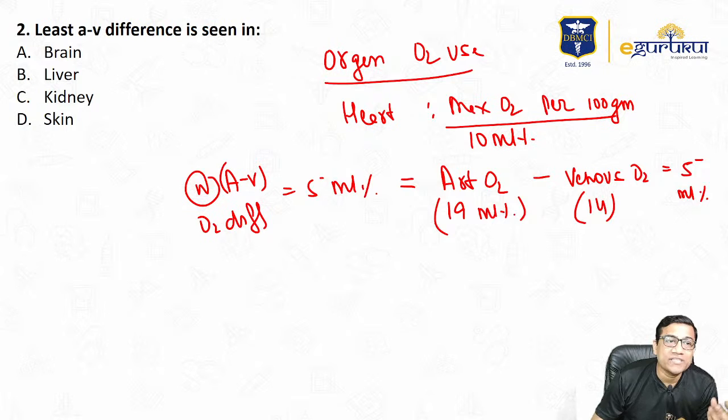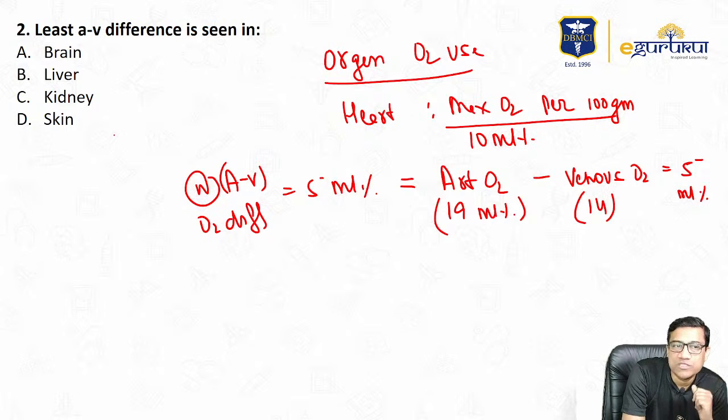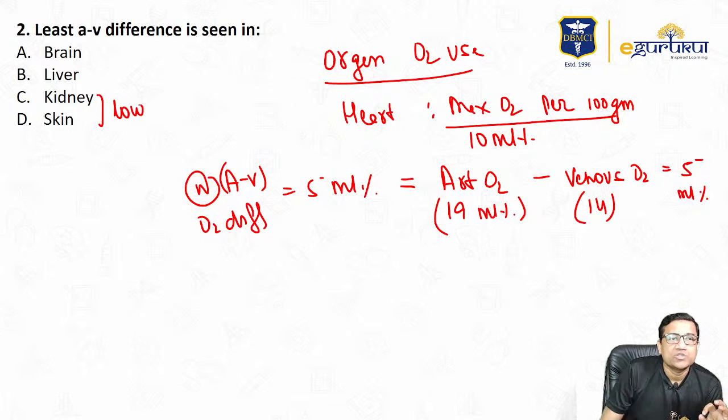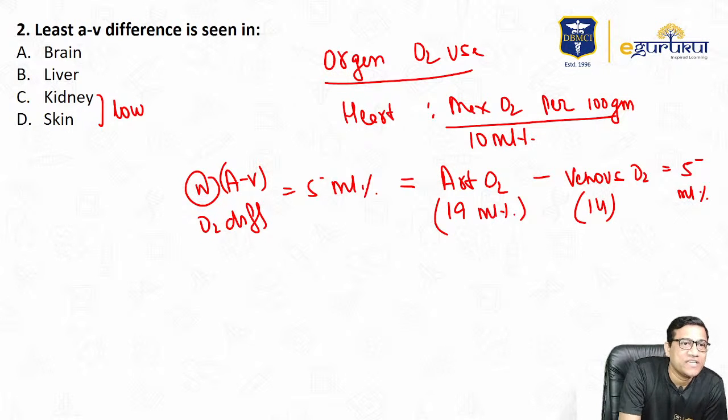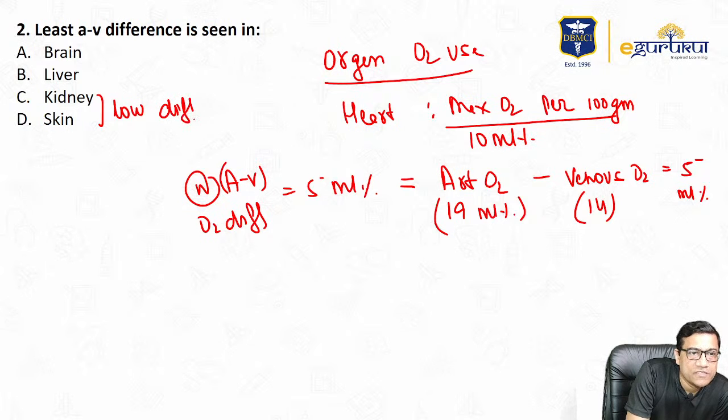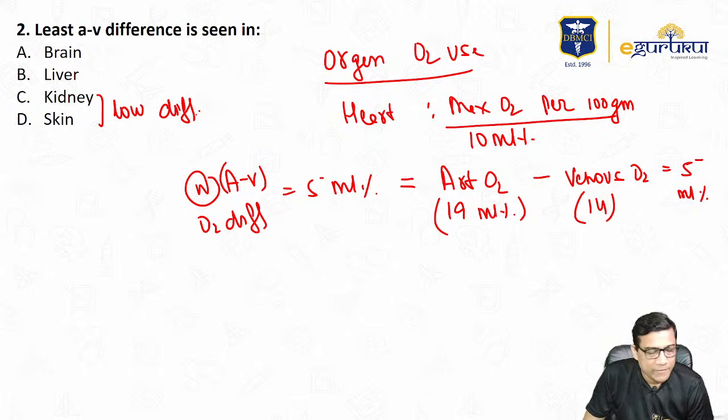Now which organ consumes less oxygen? The answer: liver also consumes, kidney less, and skin. So these two have low consumption. So the kidney has very high blood supply, but because we get so much blood, the difference becomes less. So that's why skin and kidney have a low difference. Okay, let me show you the table.